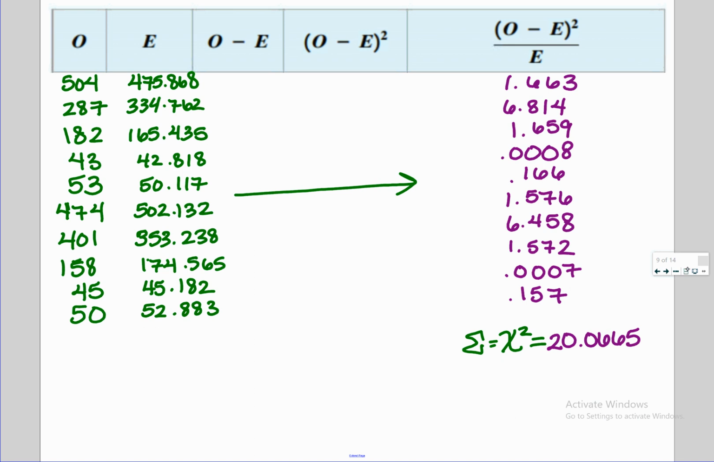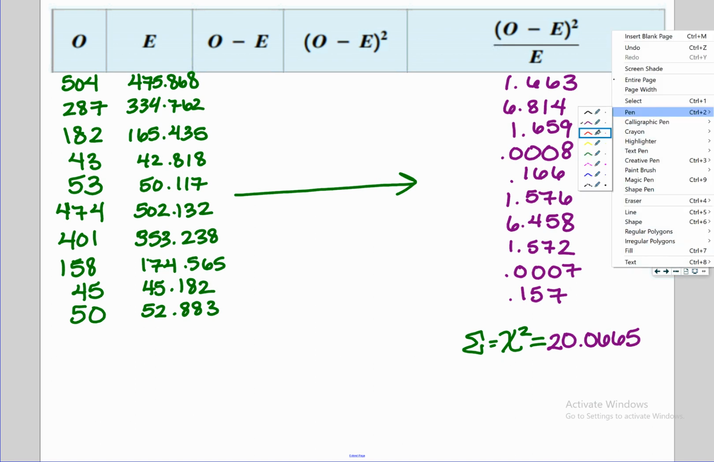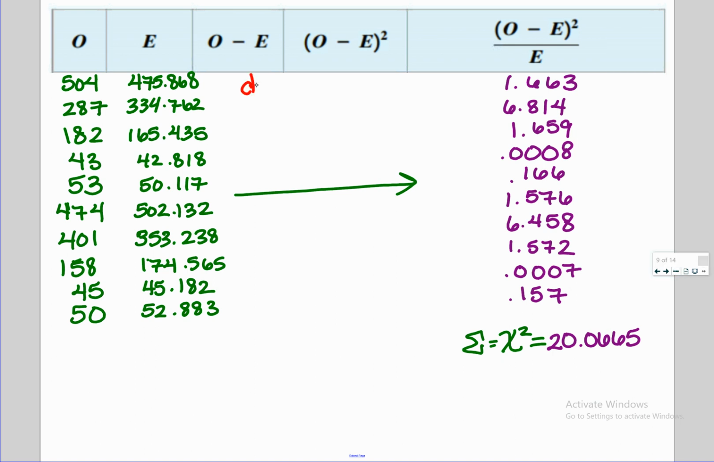All right, we need to get our critical value from our chart. To get our critical value, you need your degrees of freedom. Degrees of freedom are rows minus 1 times columns minus 1. Rows, how many rows across did we have, not including the total columns? We had 2 rows. How many columns did we have, not including the totals? 5. So you're doing 1 times 4. My degrees of freedom is 4.